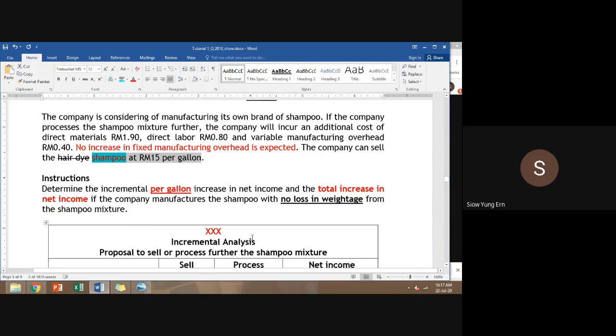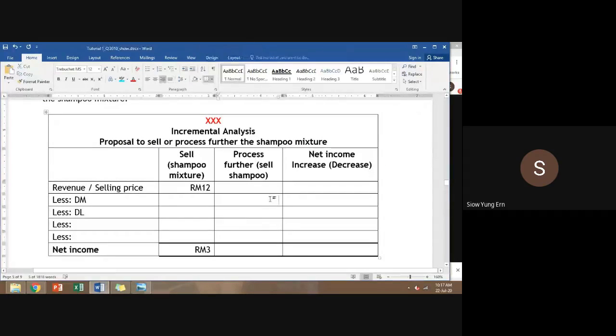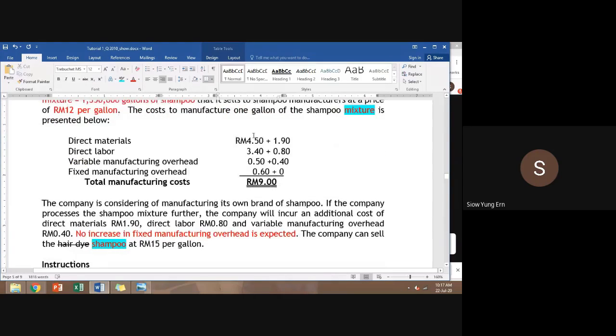Okay, 15. What is your direct material? Hui Min. Direct material, so it increases a bit. Correct, 6 ringgit 40 cents. You can get from here: 4 ringgit 50 cents and then increase 1 ringgit 90 cents per gallon. So total you will get 6 ringgit 40 cents.